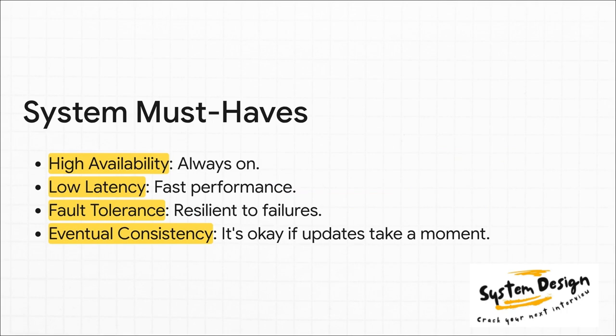So with that one big idea in mind, the engineers can set some ground rules. The system absolutely must be on 24/7. That's high availability. It has to feel instant when you're scrolling. That's low latency. It needs to be tough, so if one piece of it breaks, nobody even notices. That's fault tolerance. And finally, it's okay if a new video takes a few seconds to show up for everyone around the world. That's called eventual consistency, and it's a trade-off they're willing to make.